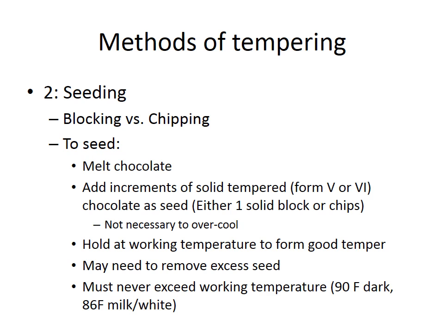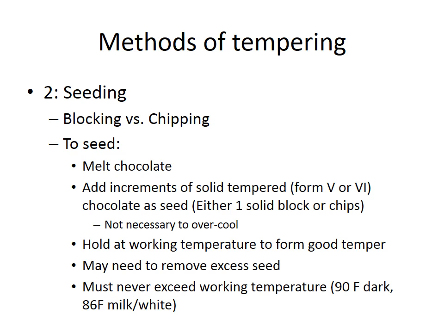Heat the chocolate to 124, add in your seeds, which is 1/3 the weight of the melted chocolate. Stir, stir, stir. The heat from the melted chocolate is going to melt the tempered chocolate, and it should come down to 90 degrees.